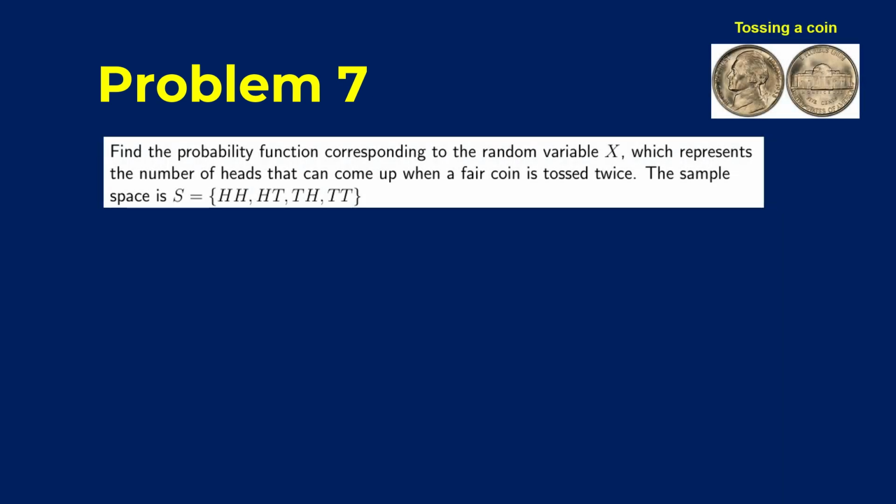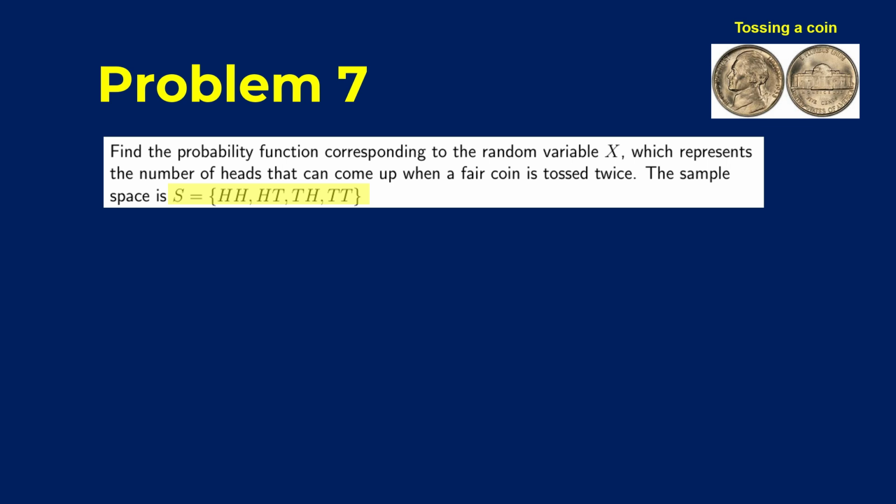In the first problem, we want to find the probability function corresponding to a random variable x, which represents the number of heads that can come up when a fair coin is tossed twice. The sample space consists of possible outcomes of this experiment, which are 4 in this case. Remember, since this is a discrete case, we can call the probability function the probability mass function or PMF.